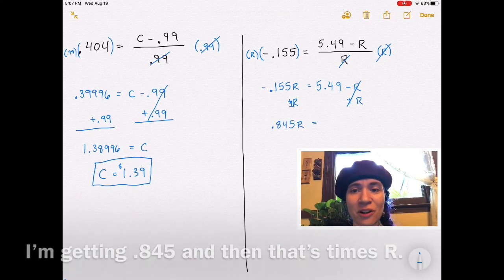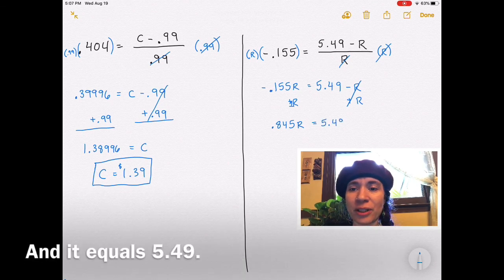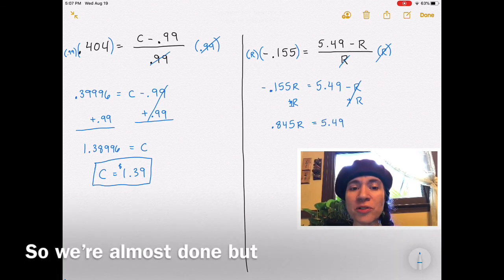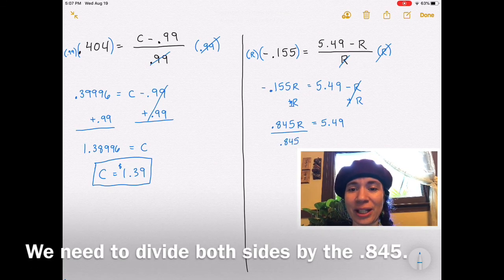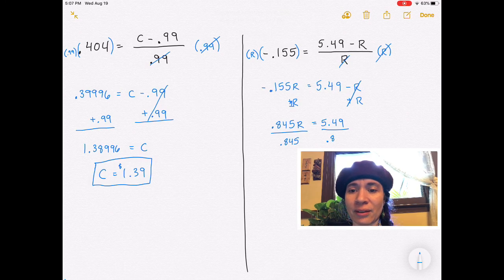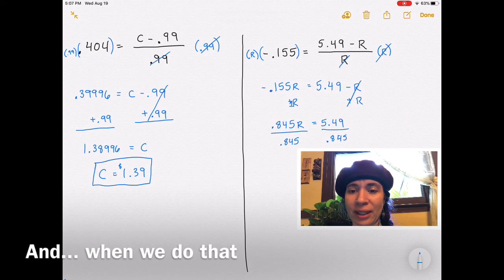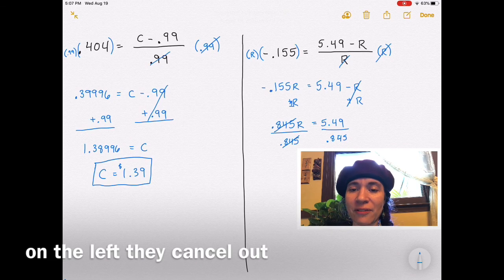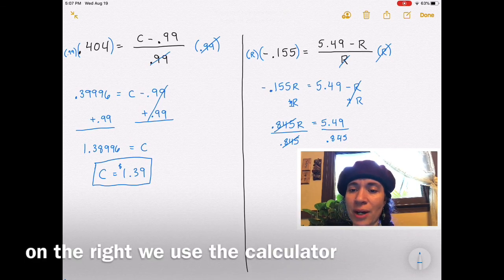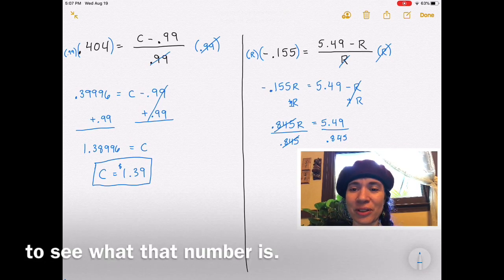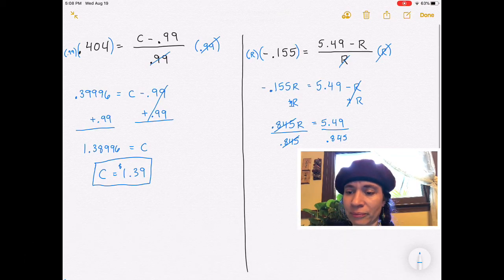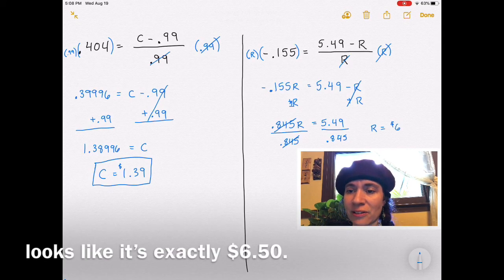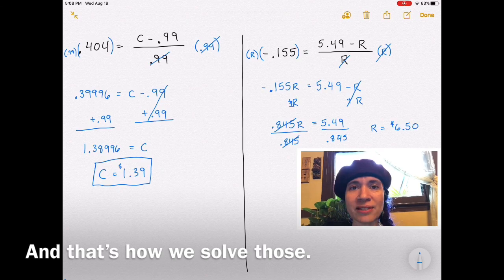And then that's times R, and it equals 5.49. So we're almost done, but we do have one more step on this one. We need to divide both sides by the 0.845. And when we do that, on the left, they cancel out. On the right, we use the calculator to see what that number is. And we get that R equals, looks like it's exactly $6.50. So that's how we solve those.